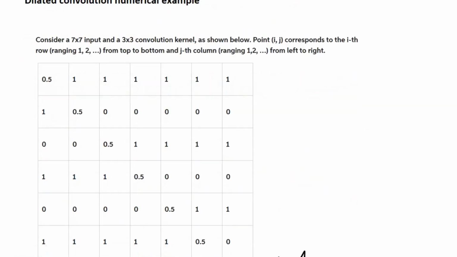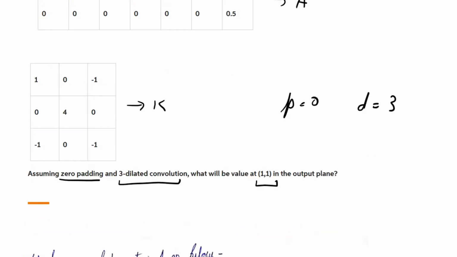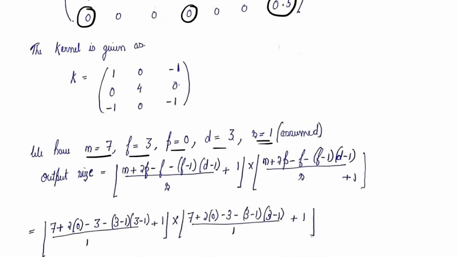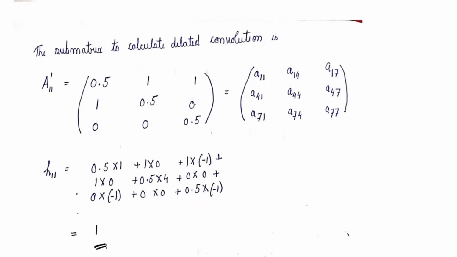That concludes the question which I got from Chegg. The question was pretty straightforward. A matrix was given, a kernel was given, and it was assumed that there is no padding and 3 dilated convolutions are there. We assumed the stride to be 1, which over here won't make much of a difference. So we proceed and get the result as 1. That sums up pretty much how a dilated convolution works.